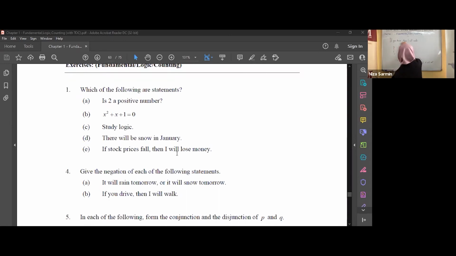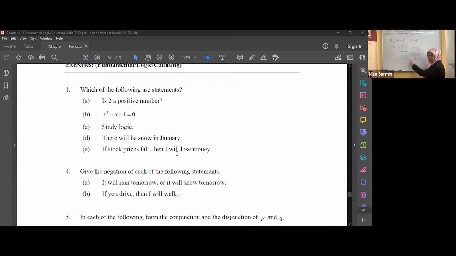Okay, so P, you drive. Q, I will walk. So, what is the symbol? P implies Q. If, then, yeah. Okay. What's the negation of this? Not P or not Q. Not P or Q, right? Yes. P implies Q is not P or Q.